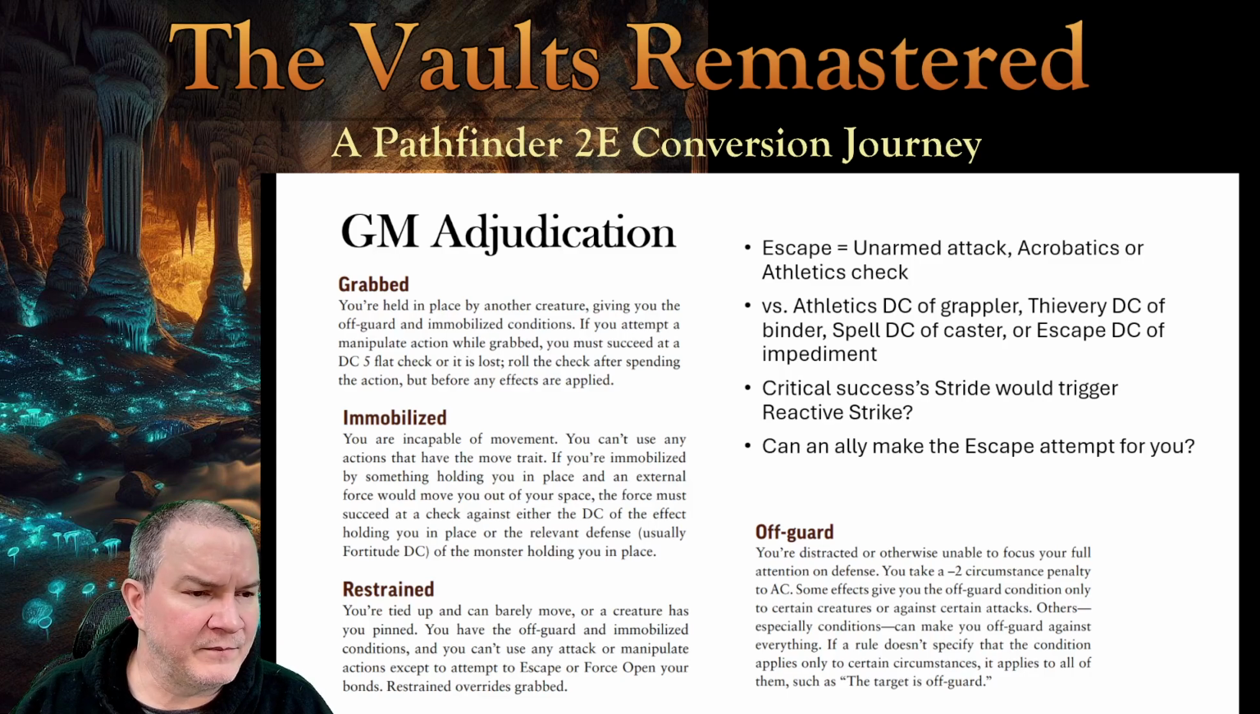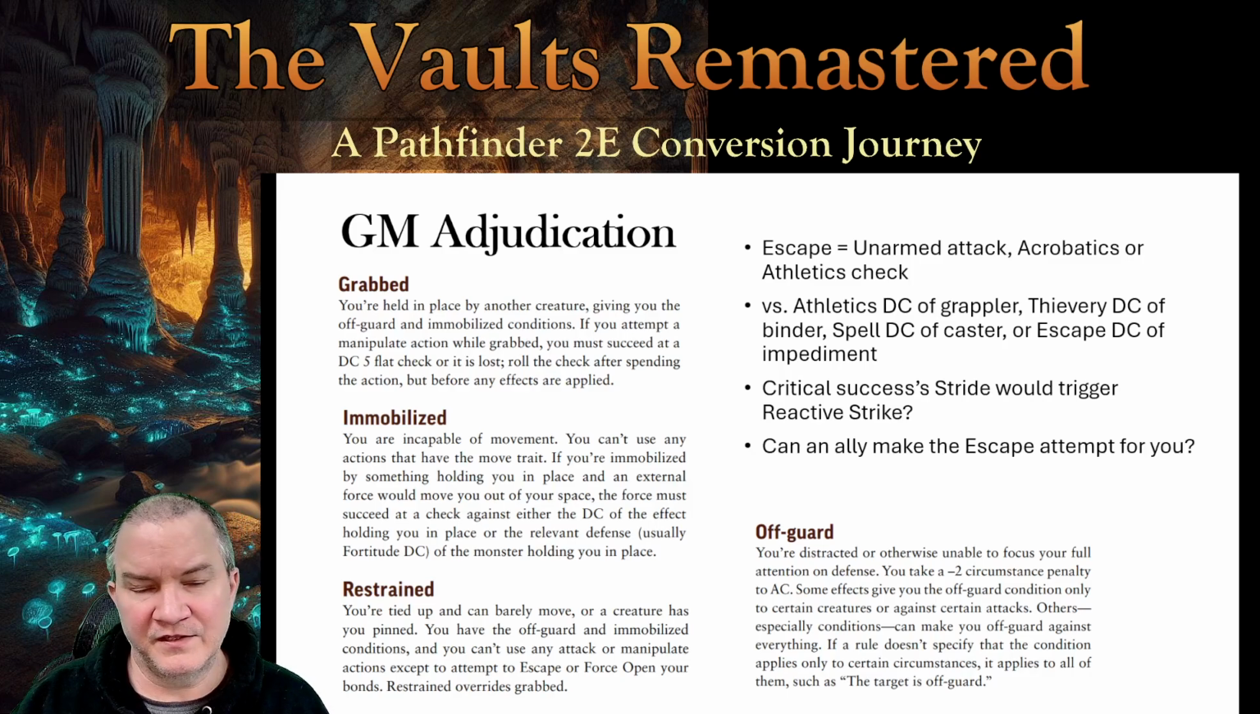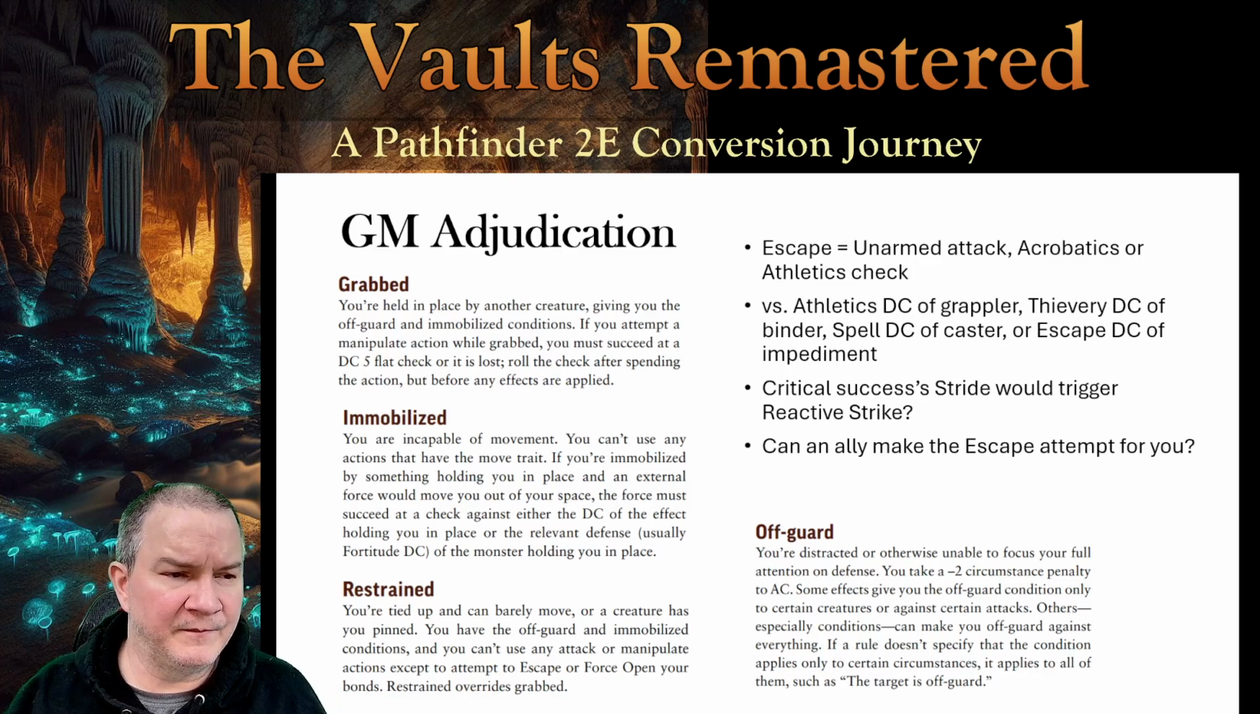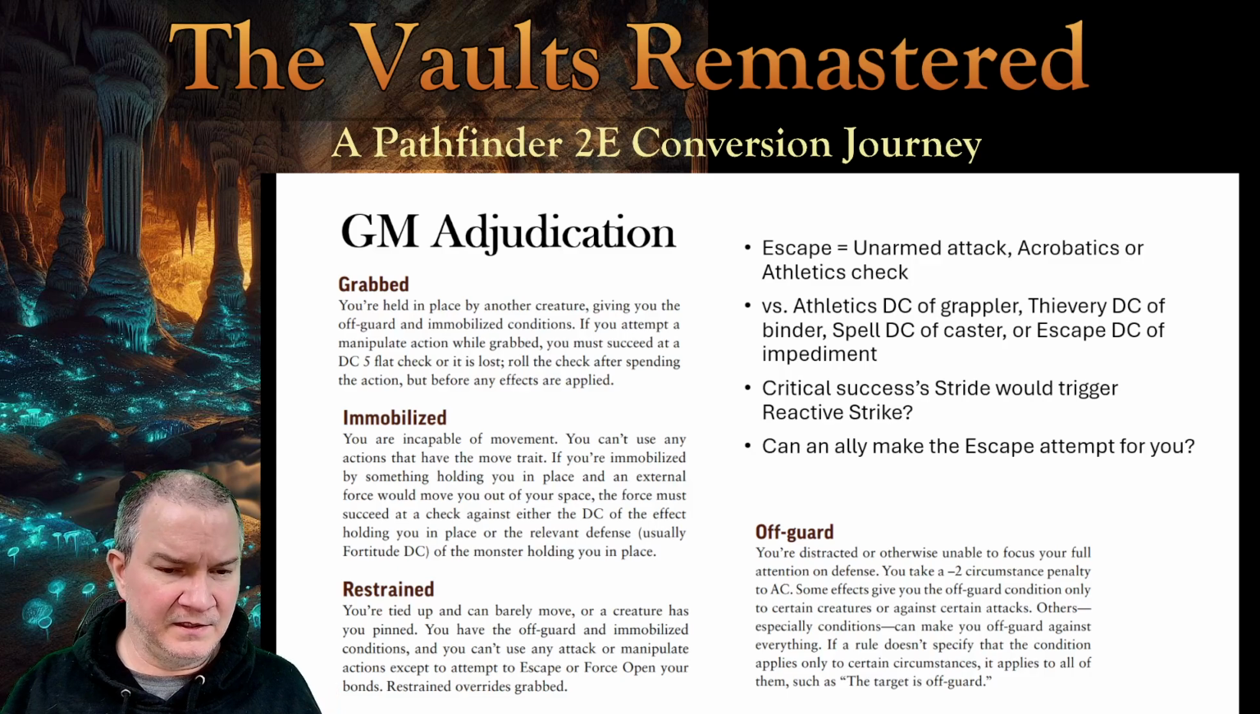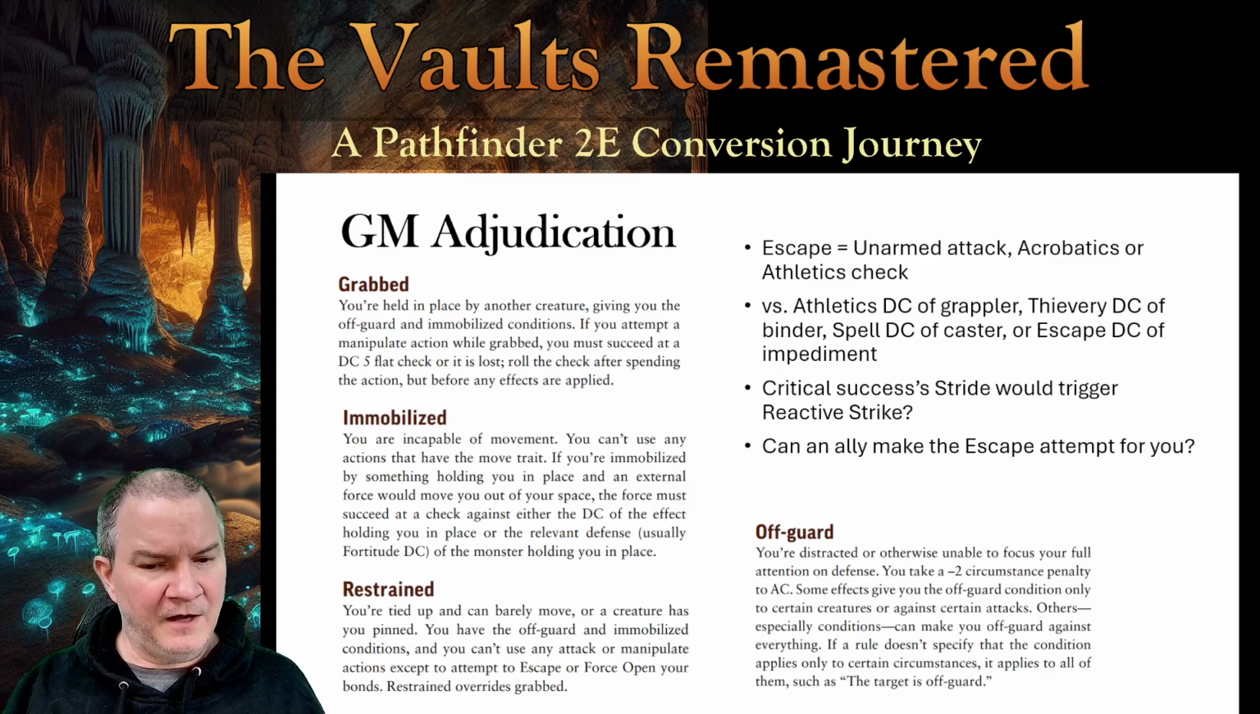All right, so we're grabbed. We want to manipulate something, but we're going to have a harder time. We need to roll DC 5. We're off guard, so our AC is -2. And we're immobilized. What does immobilized say? It says you are incapable of movement. So you can't use any actions that have the move trait. So now that's another problem. We're grabbed, which means we're immobilized, which means we're off guard. Off guard means we have a -2 AC. Grabbed means we have trouble with the manipulate action. Grabbed means immobilized. Immobilized means you can't use the move trait.